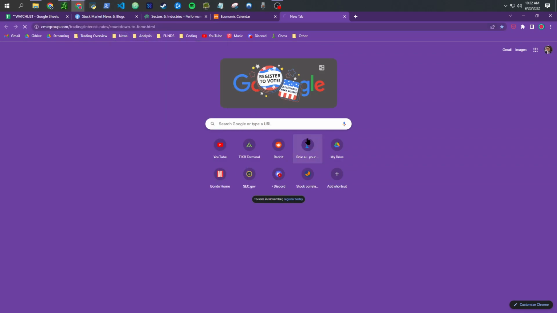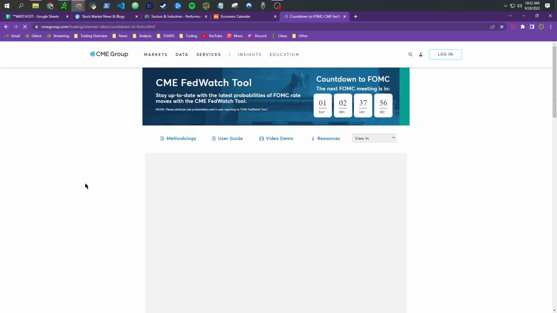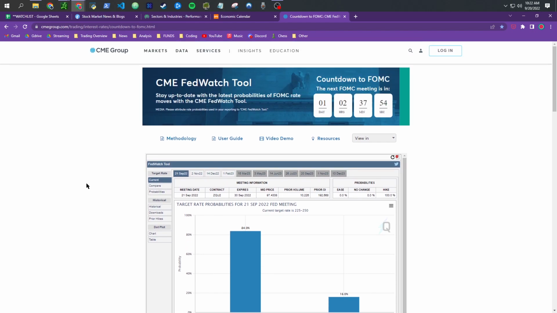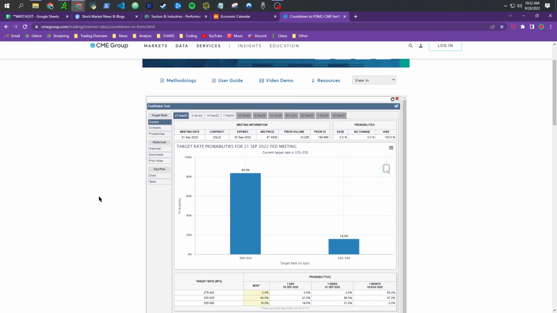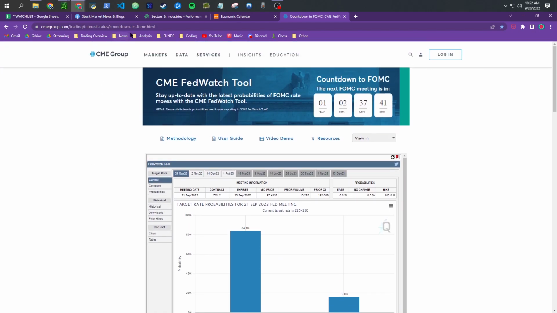Maybe there's a Fed. This is the Fed Watch tool, predictions on what the next rate is going to be. This is showing 75 basis points, 100 basis points, so 84 versus 16%. That's useful.